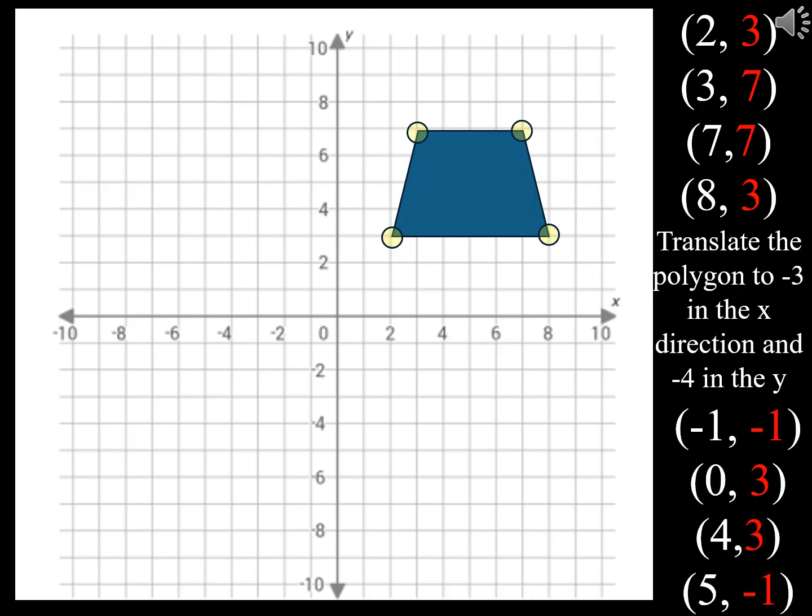Ahead and solve for our y's now. So we're going to take our y point and subtract 4 because that's the instructions that we have. So we're going to change the direction -4 on the y-axis, which means we are going down. We're going to go from 3 minus 4 is -1.